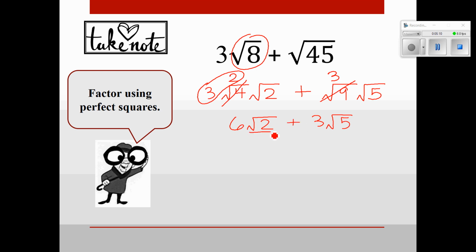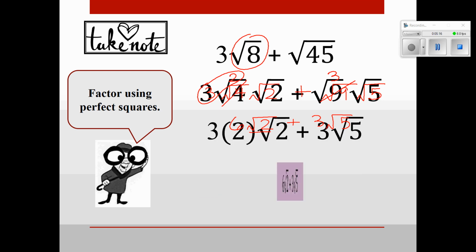I do not have common radicals. I did simplify it, but I do not have common radicals, so that is my final answer. That's as far as I can go.